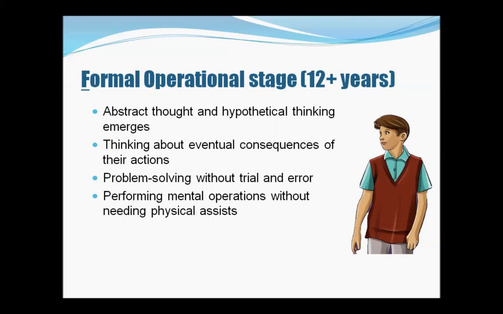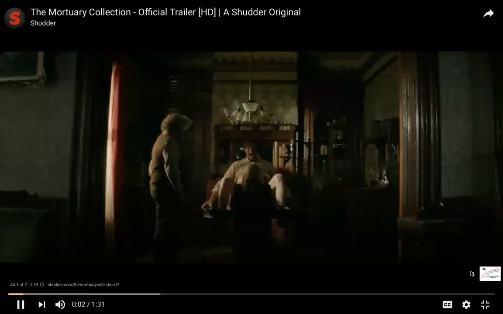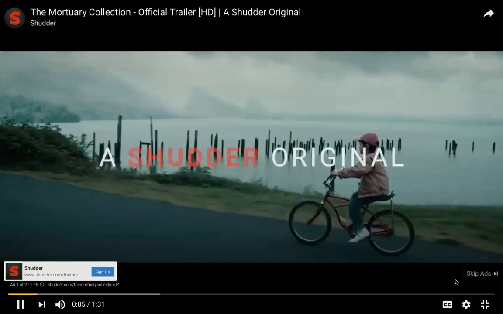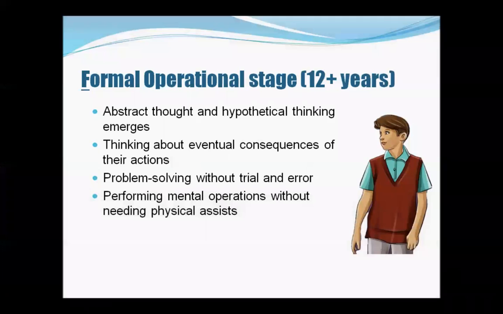For instance, if a child in the concrete operational stage is asked, just in a hypothetical sense, if you have a third eye, where would you actually place it? More often than not, a child in the concrete operational stage would say that he or she would like to place the third eye right in between the two eyes. Perhaps that's because it's easy and it just looks cool.